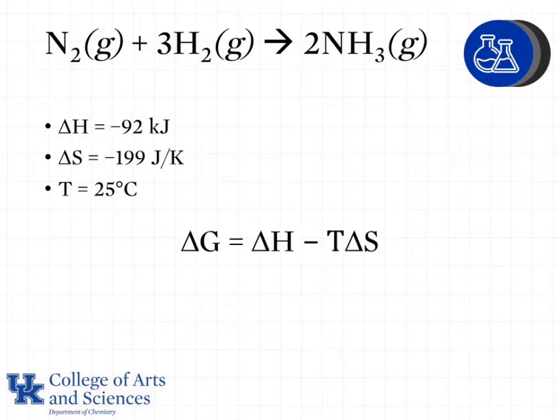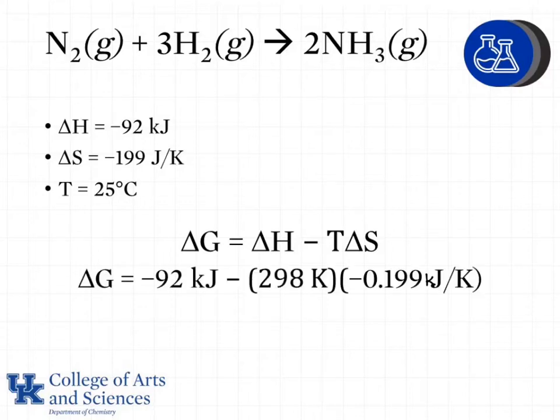While we will focus more on a qualitative assessment of whether something is spontaneous or not, looking at the relative signs, I am going to do one calculation as an example to show you how the different values affect the overall spontaneity and the overall delta G value of a reaction. Let's look at the reaction between nitrogen and hydrogen to form ammonia. We see that delta H equals minus 92 kilojoules, delta S equals minus 199 joules per Kelvin, and our temperature is 25 degrees Celsius. We have our equation delta G equals delta H minus T delta S, and we can plug in the values we know.